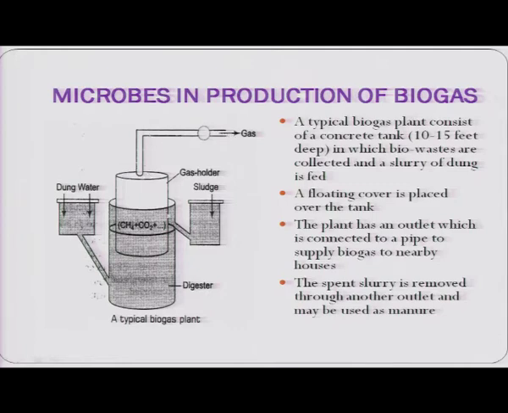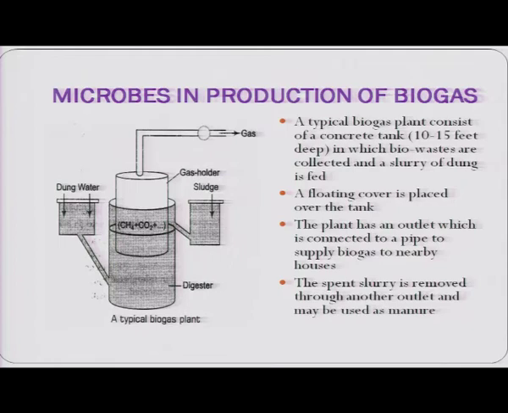And the sludge which is remaining, the spent slurry, is sent to another outlet, and through this outlet this sludge can be used as manure. So, we see that this is a simple biogas plant where we are getting two useful products, the biogas which can be further used for various purposes.